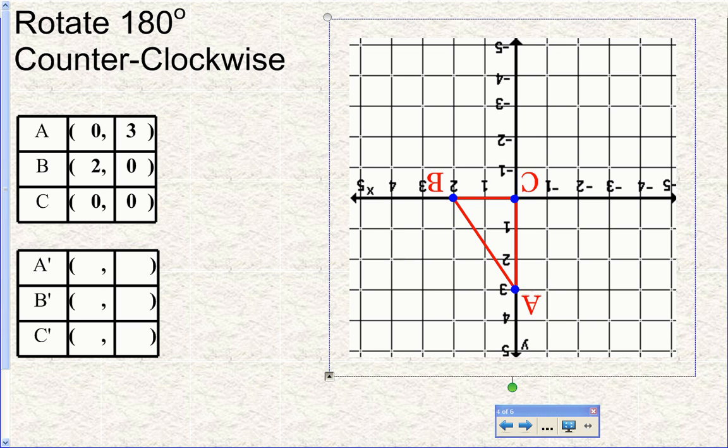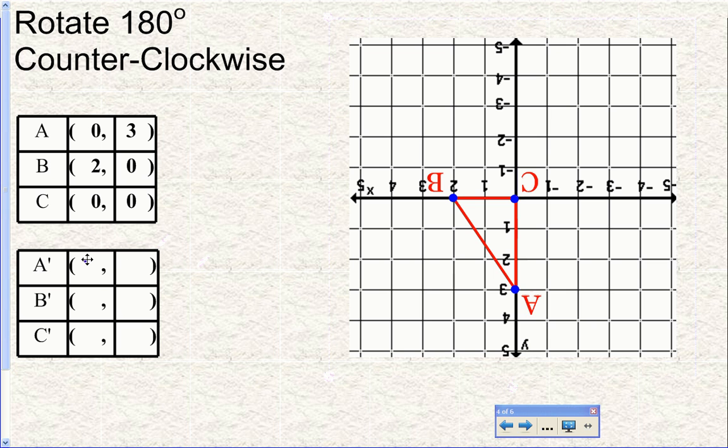So let's look at the coordinates for point A. This is going to be my new A when I draw it down here. It's at 0, negative 3. My new B is here. That's at negative 2. Again, it says positive 2 here, but that's not correct. Negative values are over here. So I walk negative 2, I climb 0, so that's at negative 2, 0. And the last point, 0, 0, or C, is still at 0, 0.